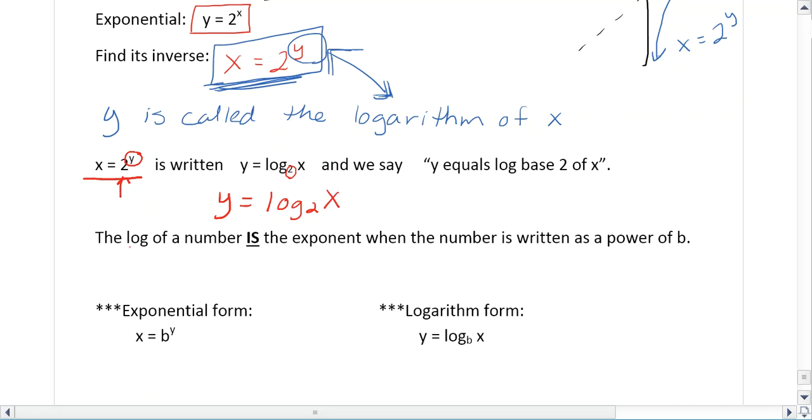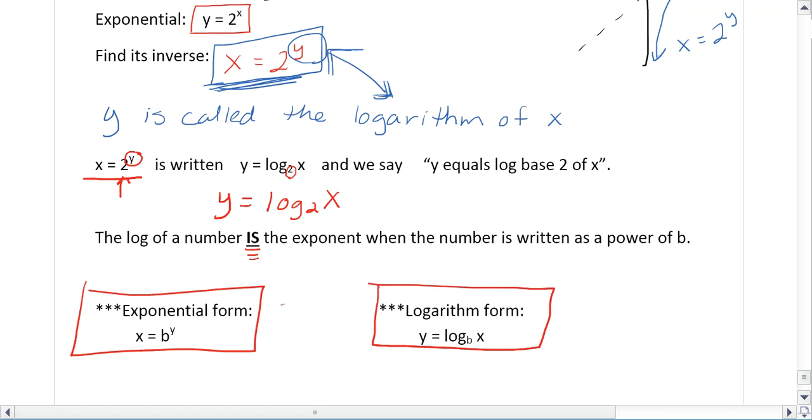Remember, again, I can't repeat this enough, the log of a number is the exponent when it is written in the power of b, meaning base b. So this is huge right here to understand how to convert between log and exponent form. We need to be able to go both ways very fluently.